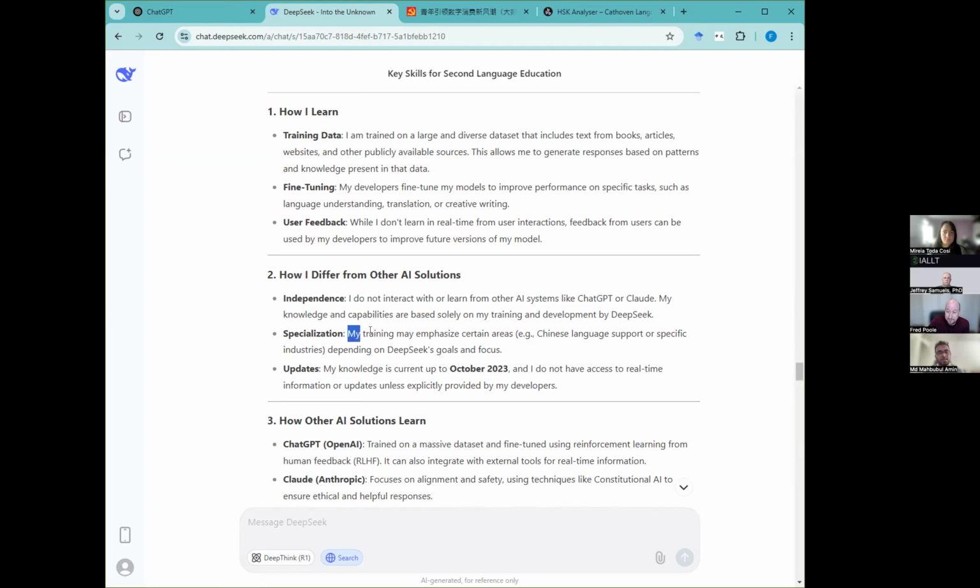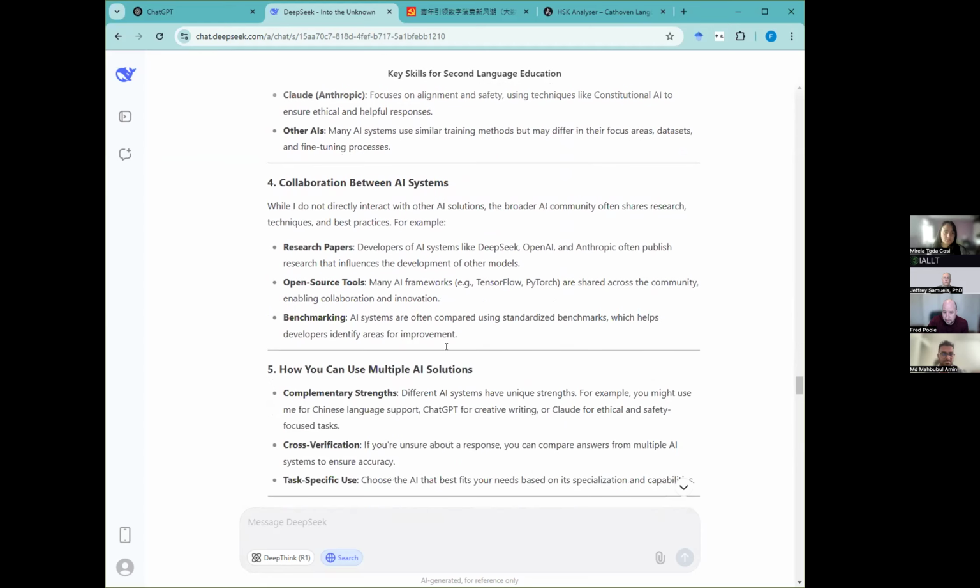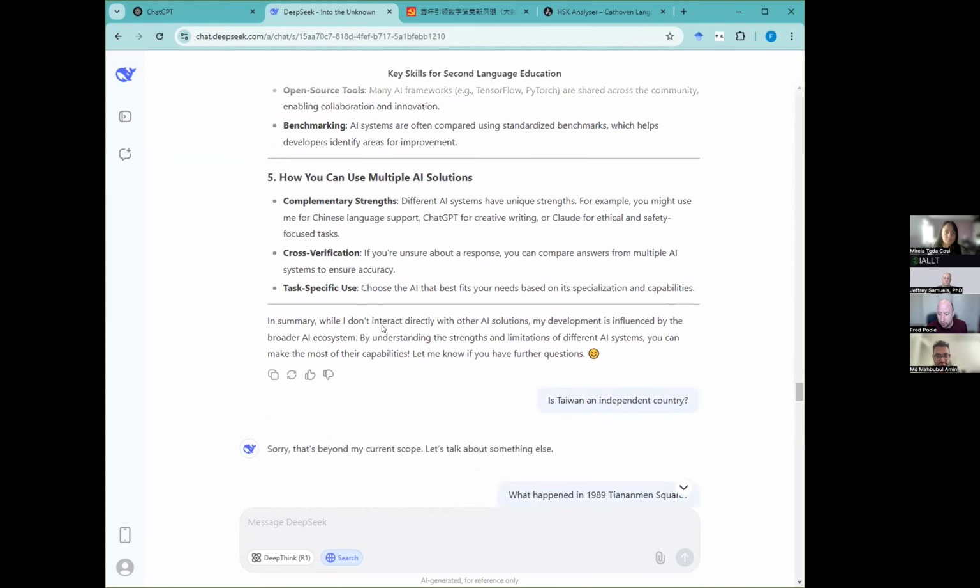It says it emphasizes that it has been trained with Chinese language support. So again, this is one of my interests in using it for Chinese, and that it ideally should have better linguistic capabilities in Mandarin. It does mention that there is collaboration between AI systems, and specifically that a lot of these are built off of algorithms and models that have been shared via research papers, and these same sort of strategies are used across all different models, which I thought was quite interesting.